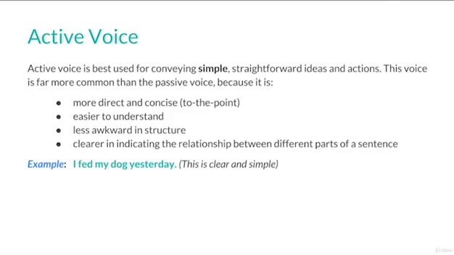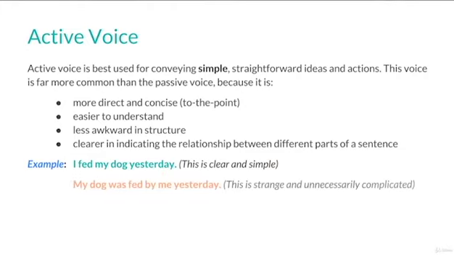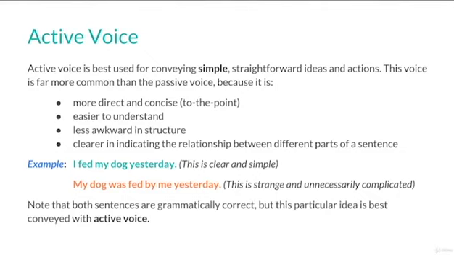So let's look at an example here. Here's a sentence. I fed my dog yesterday. Notice that this sentence is very clear and simple. This sentence is written in active voice and is very easy to understand. On the other hand, if you were to write the same sentence in the passive voice, you would have to write, my dog was fed by me yesterday. Do you see how strange and complicated this sentence sounds? It's very unnatural. Notice that both of these sentences mean the same thing and both of these sentences are grammatically correct. However, this particular idea is best conveyed with the active voice because it's simple and clear.